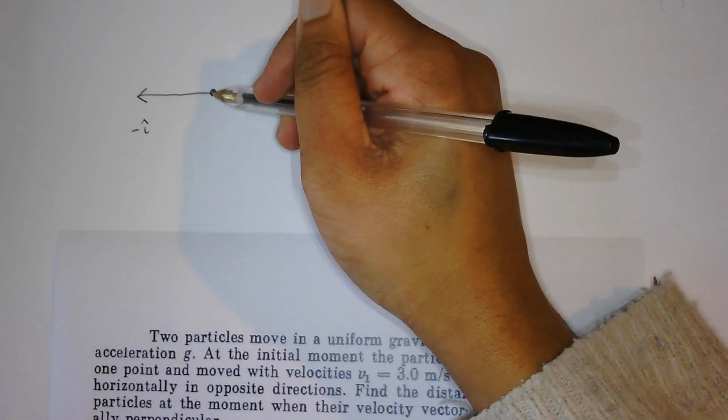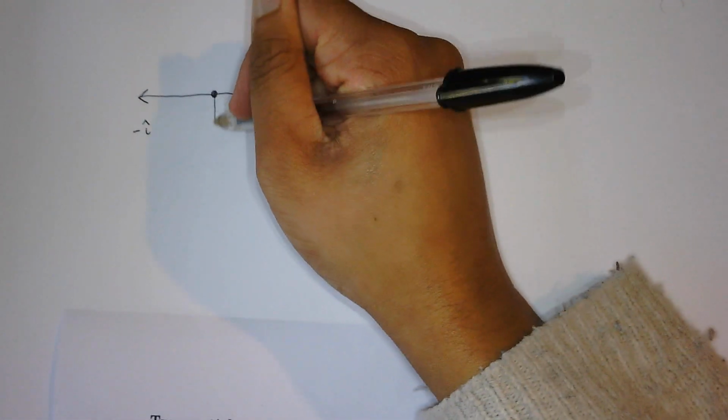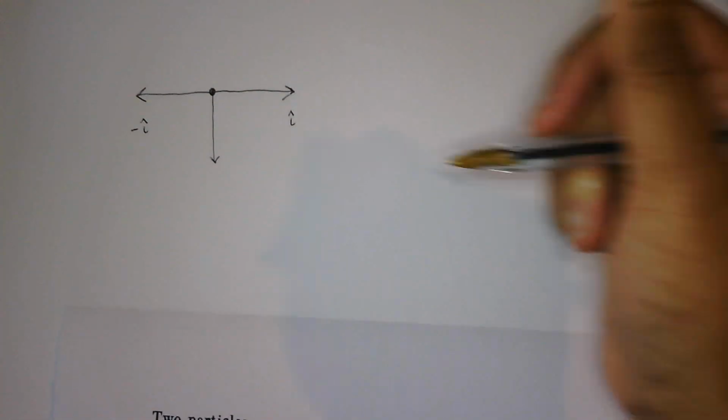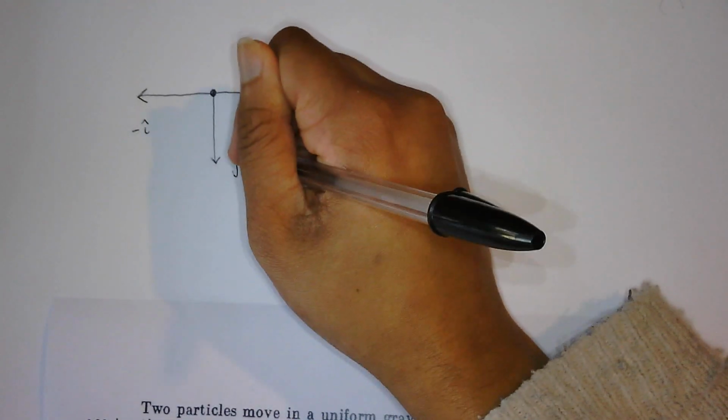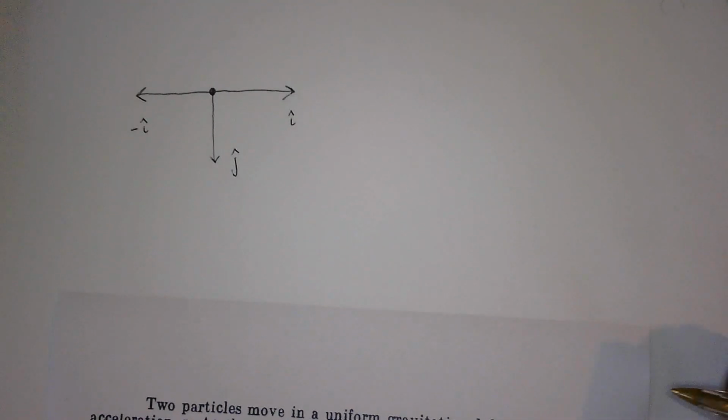So the opposite direction would be negative i, and I'm going to call the downwards direction positive j. And these are all unit vectors.